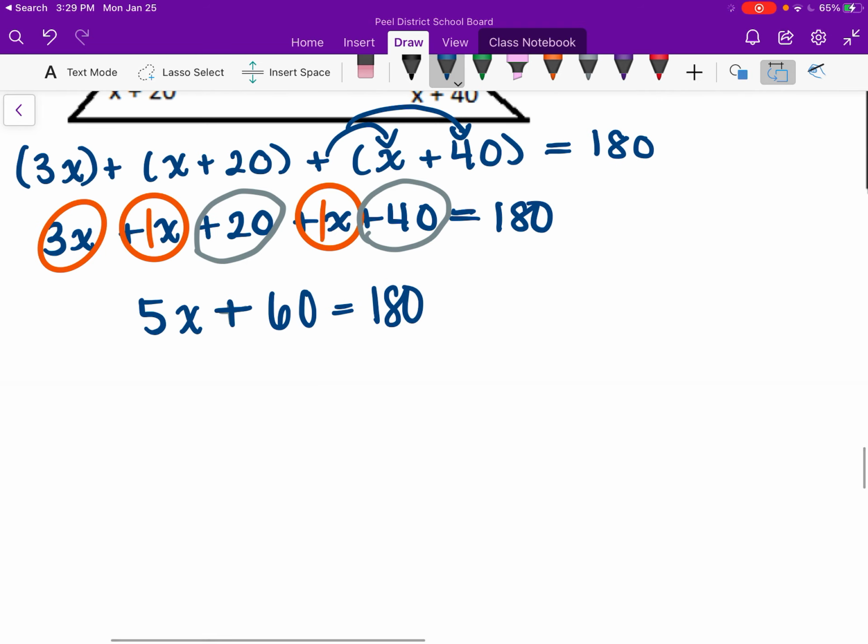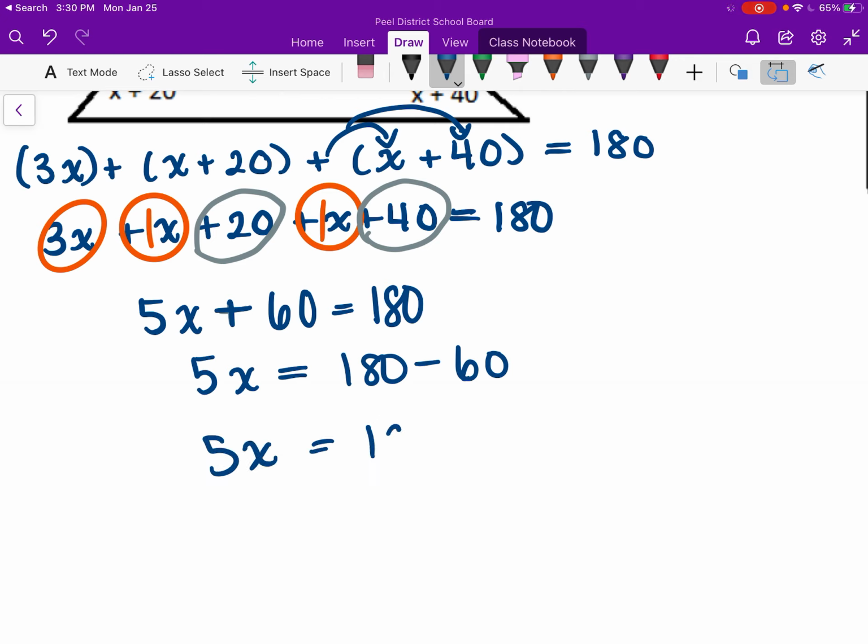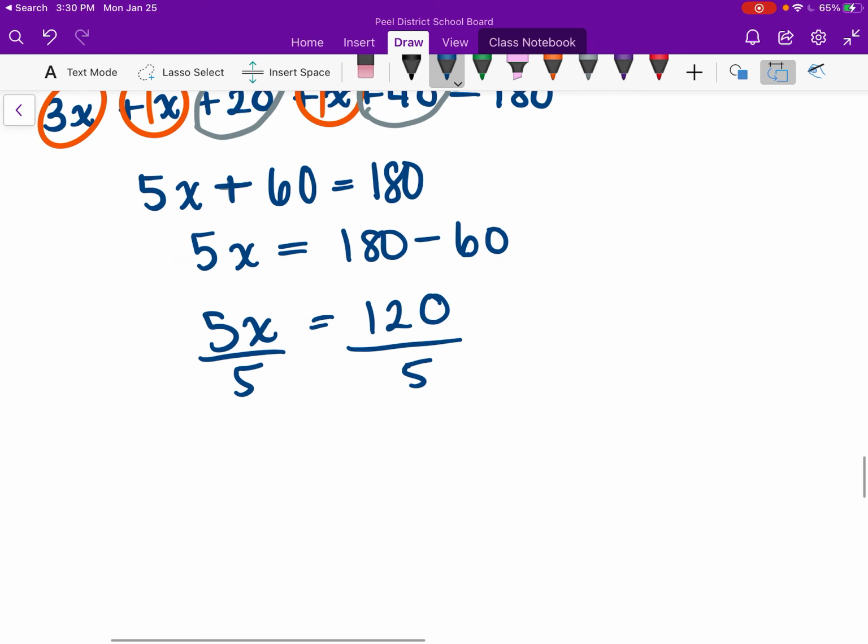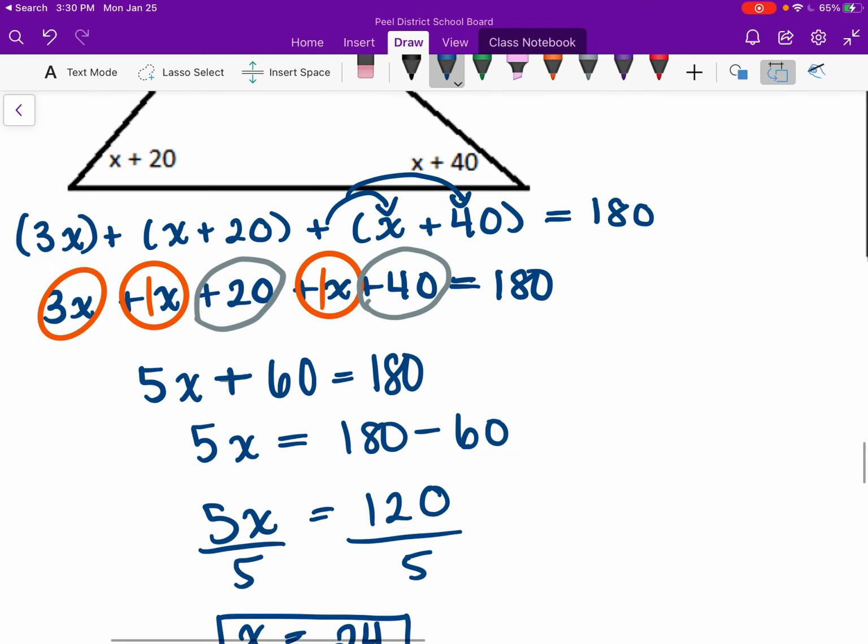So let's just solve for x. So we're going to move the 60 to the other side. So plus 60 minus 60 is going to give me 0. And then 180 minus 60 equals 120. Divide both sides by 5 to get that x by itself. So x is going to give me 120 divided by 5 is 24. So x is 24.